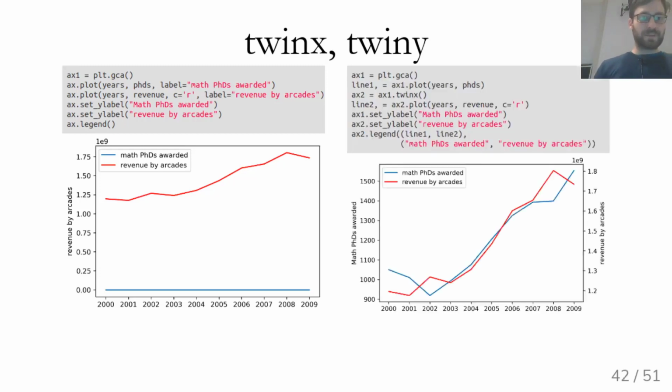The way to fix this is to add a new x-axis, using twinx. Twinx uses a twin of the x-axis, but adds a separate y-axis. And so now I have a separate y-axis for the revenue by arcades and one for the number of math PhDs. And you can see the math PhDs are in the thousands, and the revenue made by arcades is still around 1 billion.